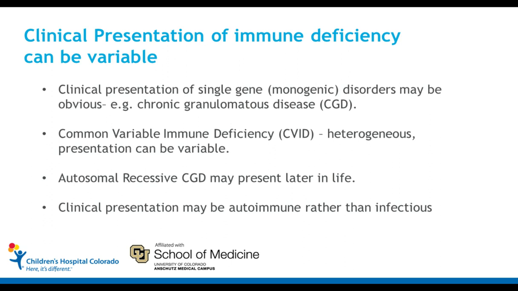Autosomal recessive chronic granulomatous disease doesn't follow the pattern of X-linked chronic granulomatous disease. It may present in males or females and may present later in life with milder infections. And finally, even though we consider primary immunodeficiency to present mainly as infections, we're now aware that the clinical presentation may be autoimmune rather than infectious. So given this wide variability of presentations in these patients, it's important that we do consider immune deficiency and investigate either to rule in or rule out.